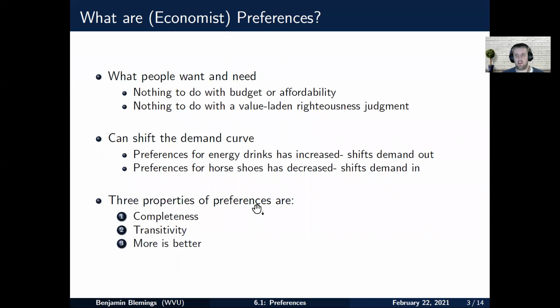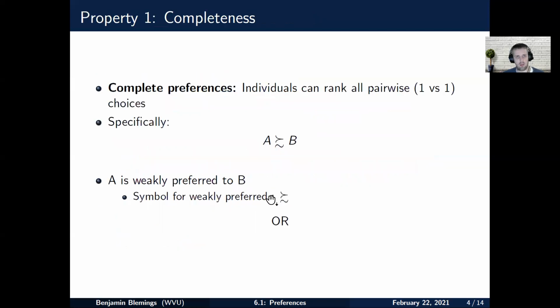We need to talk about the three properties of preferences that we'll be working under to give us an understanding of how consumers make decisions. Those preferences are completeness, transitivity, and more is better. I'm going to explain those to you in these slides. Property 1 is completeness. Complete preferences just means that individuals can rank all pairwise, that is, one option to one other option. They can rank those choices.